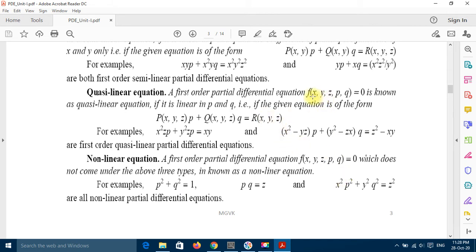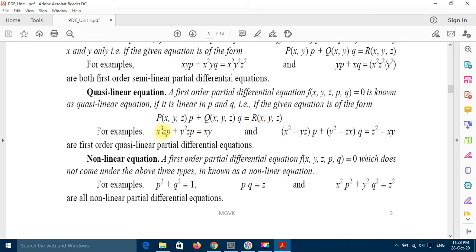A first order partial differential equation f(x,y,z,p,q) is equal to 0 is known as a quasi-linear partial differential equation if it is linear in p and q, that is if the given equation is of the form P p plus Q q is equal to R, means the coefficient of p is a function of x, y, z, the coefficient of q is a function of x, y, z, and R is also a function of x, y, z.